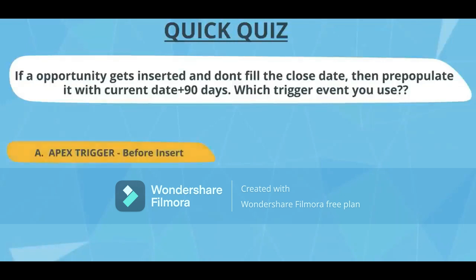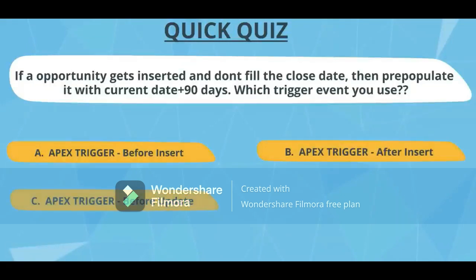Let's close this session with a final quiz. Okay, so we'll see the questions. If an opportunity gets inserted and the close date is not filled, then pre-populate it with the current date plus 90 days. Which trigger event would you use?